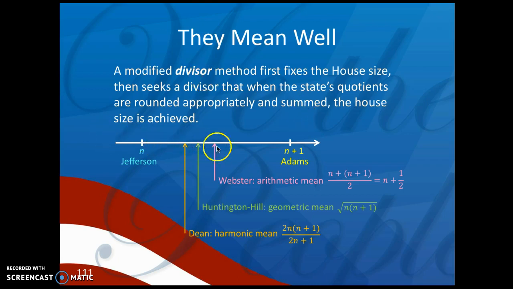And notice right here, we've now talked about 5 different ways of rounding. Jefferson method, round down. Adams method, round up. So the least amount of representation, the most amount of representation. And then the 3 middle ways of rounding. Webster proposed the arithmetic mean. This seemed the easiest and the most standard way we do rounding. That was his reasoning. Dean argued for the harmonic mean, that this actually gets closer to the proposed divisor. And then our current method that we use in the United States, the Huntington-Hill, uses the geometric mean for rounding.